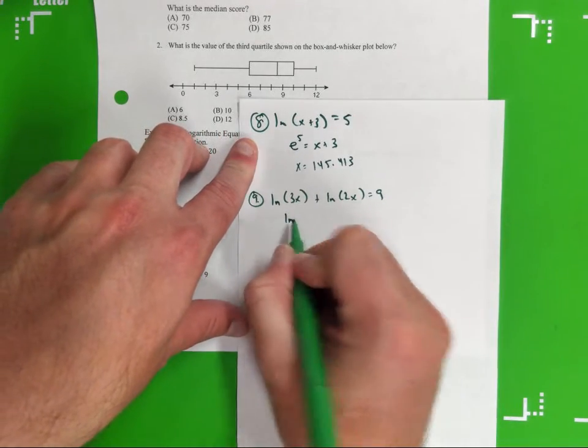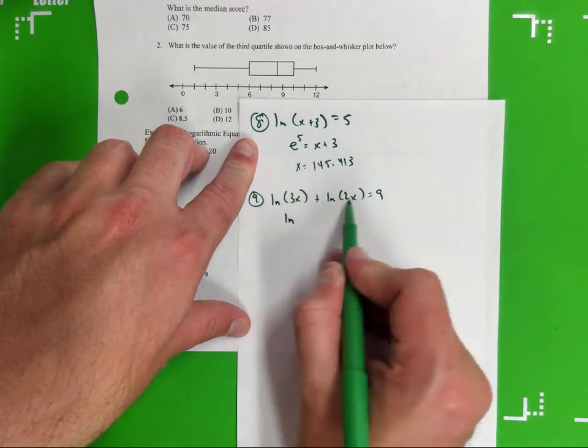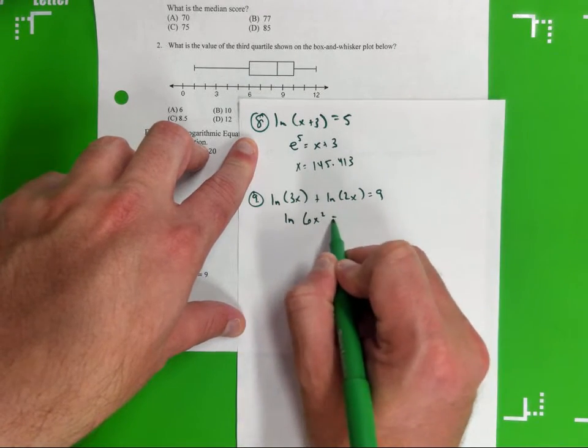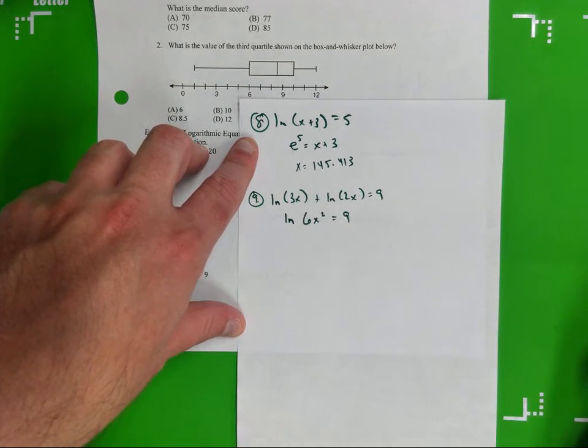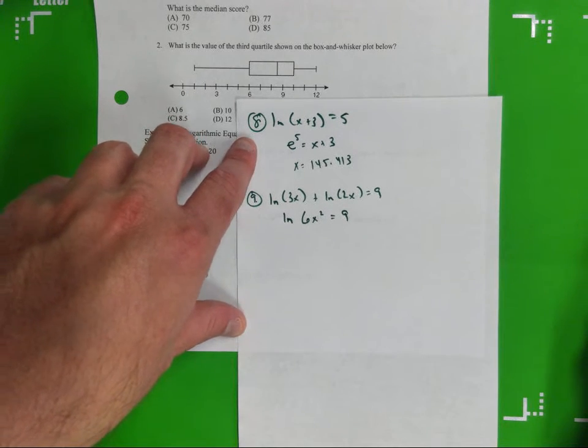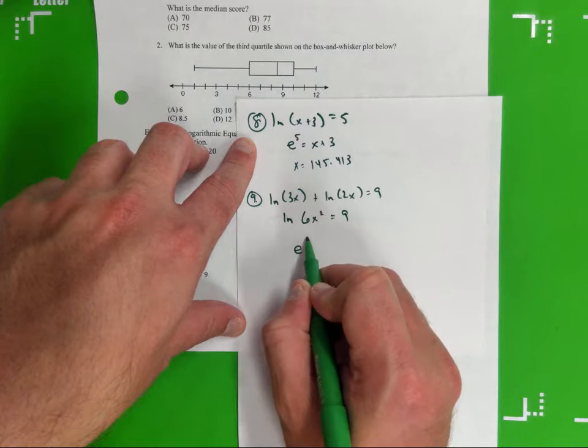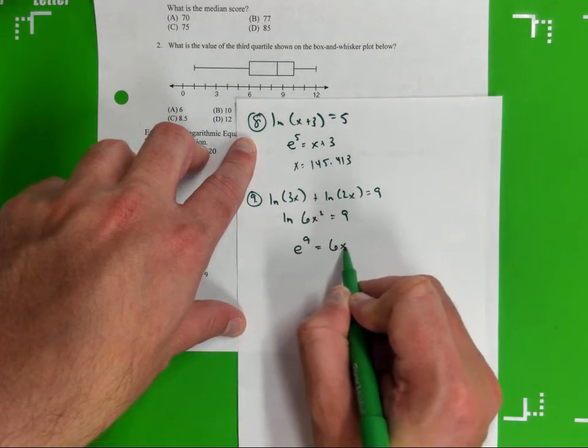Very good. So I'm going to put natural log. What will I do with 3x and 2x, Alyssa? Very good. It's going to be 6x squared equals 9. Alright, now I have 1 natural log, so I'm going to put it in what form, Catherine? Very good. So it's going to be e to the 9th equals 6x squared.